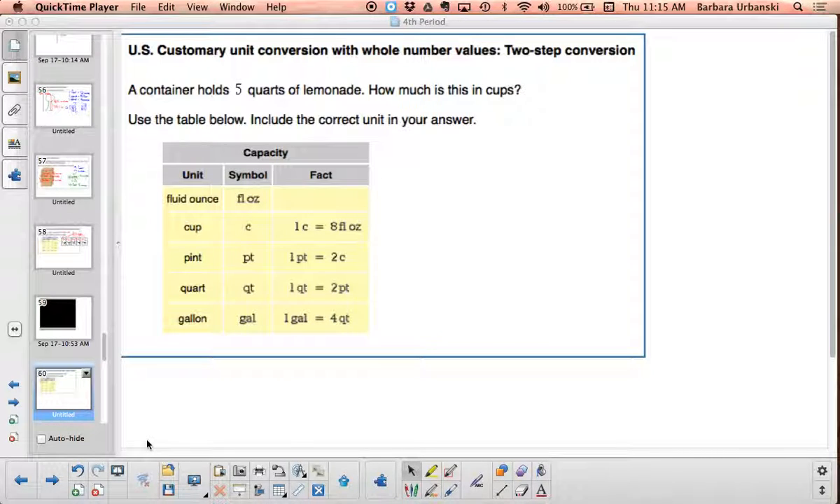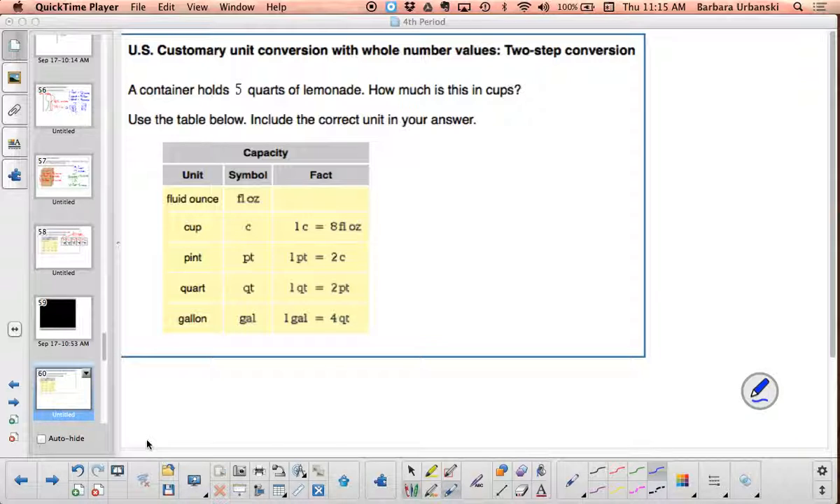Okay, today we're going to look at U.S. customary unit conversion with whole number values. It's a two-step conversion, and today we are going to be using rates and ratios so that we can set something up and simplify.